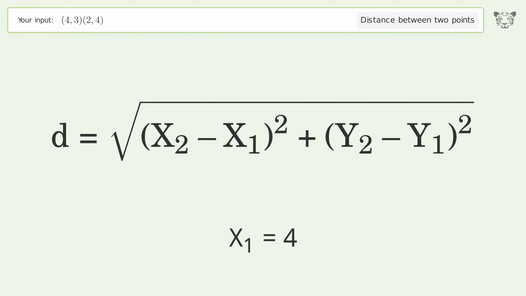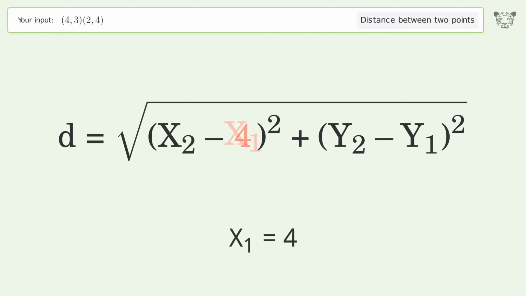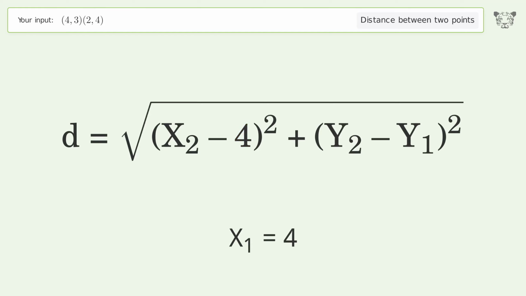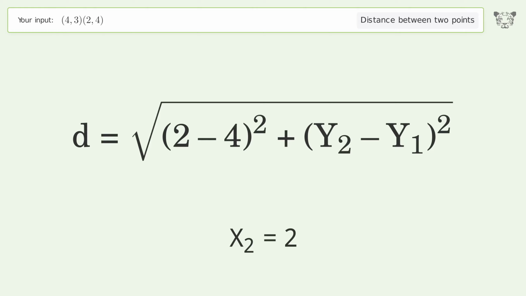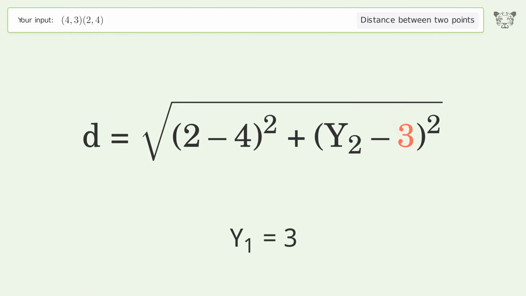x1 equals 4. x2 equals 2. y1 equals 3. y2 equals 4.